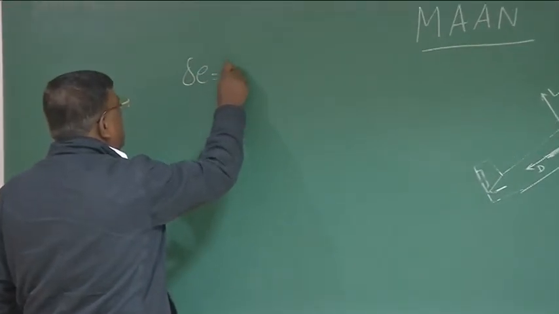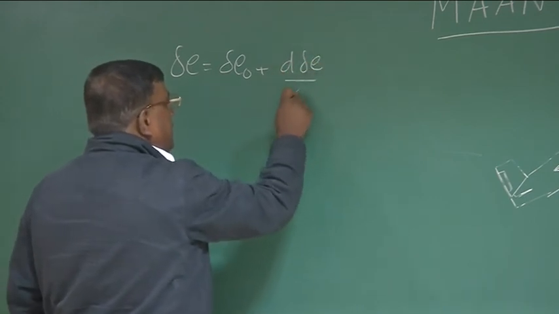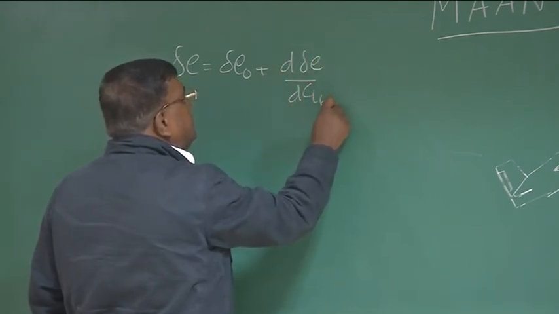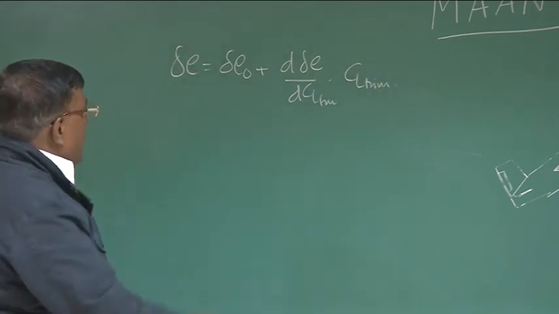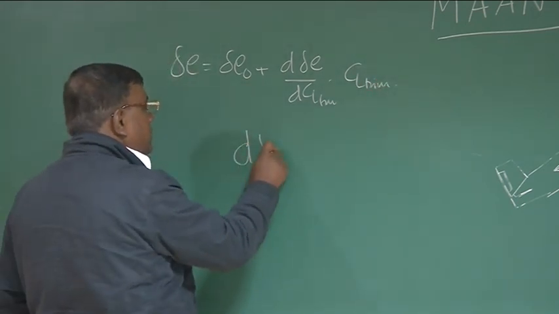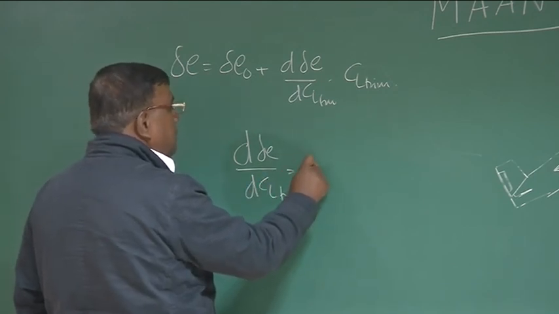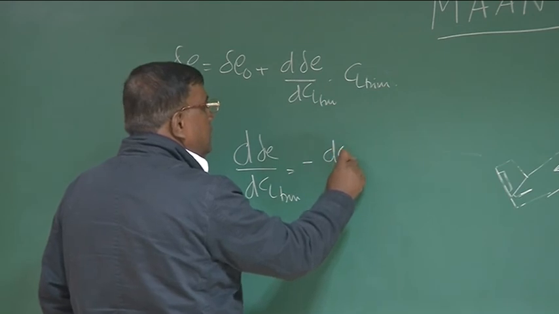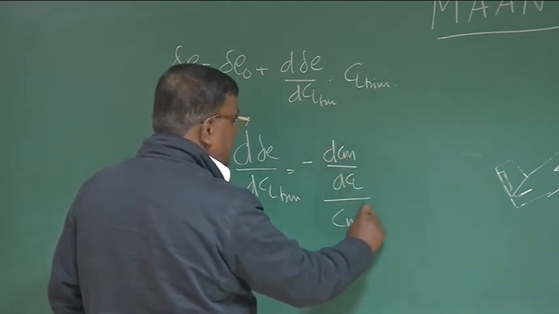We know that delta E equals delta E naught plus d delta E by dCL trim into CL trim. Okay? And what is d delta E by dCL trim? It is nothing but minus dCm by dCL divided by Cm delta E.